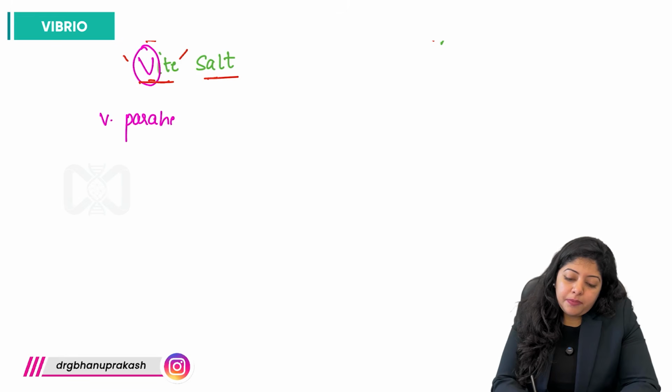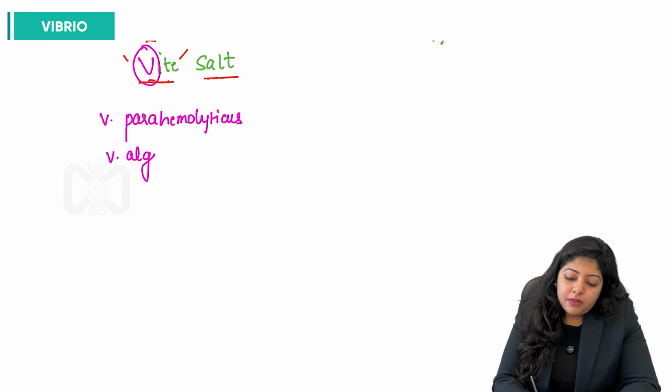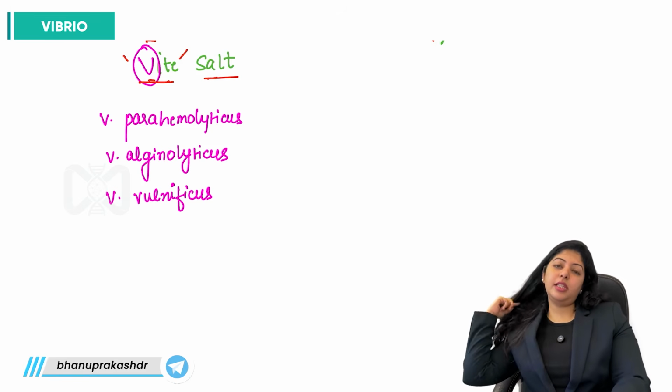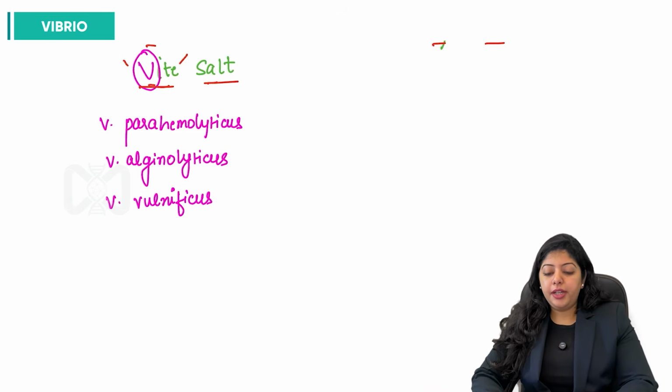Vibrio parahaemolyticus, Vibrio alginolyticus, Vibrio vulnificus, right? So these are the three species of Vibrio which are halophilic, which require salt for their growth.